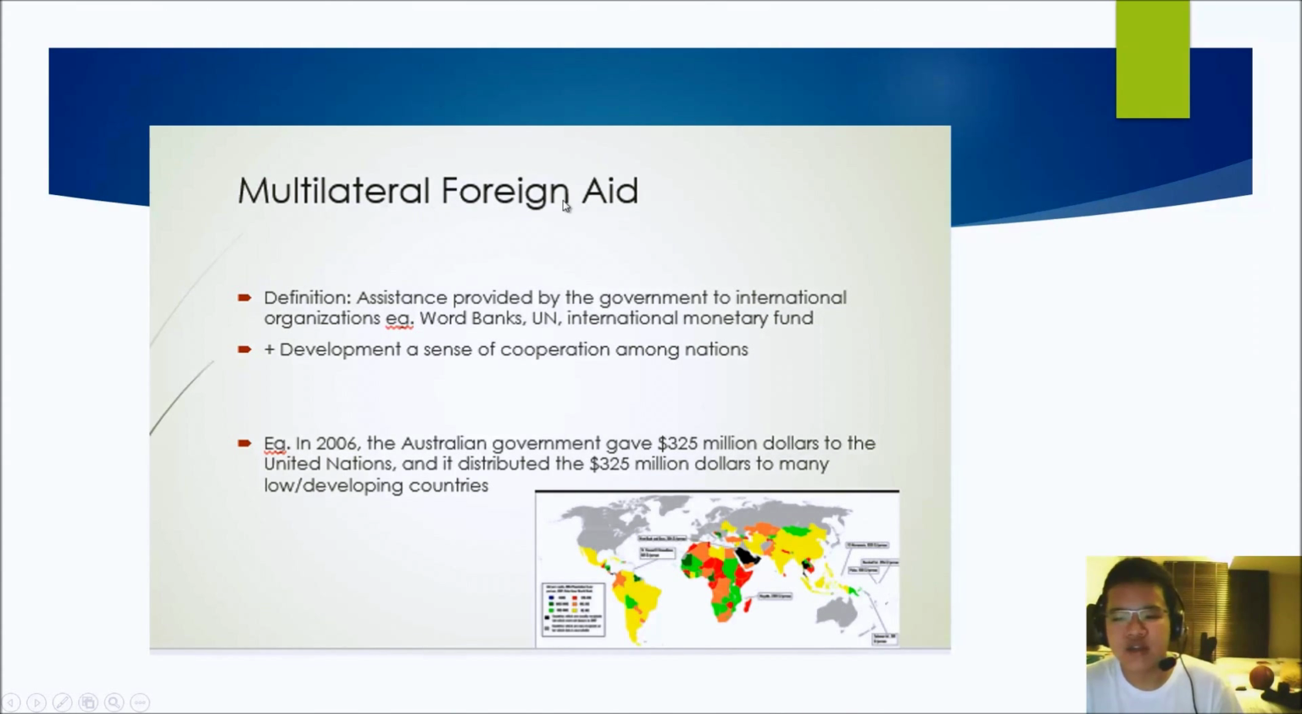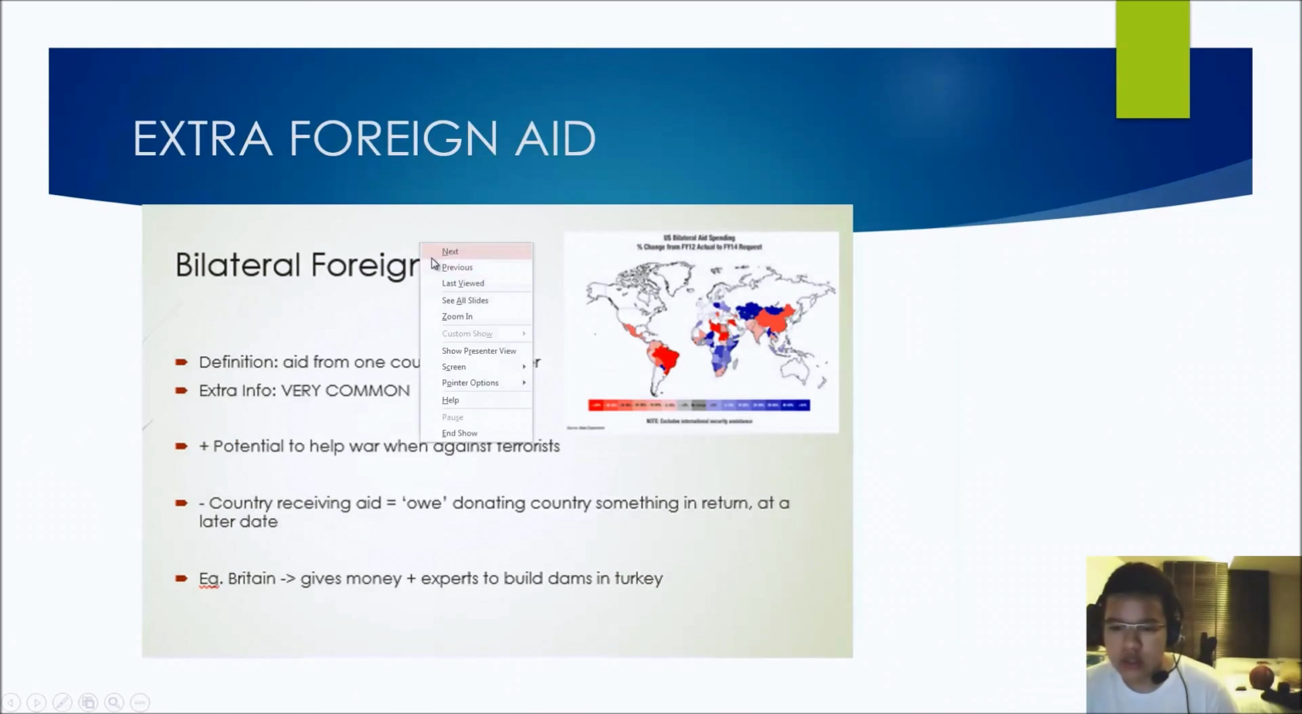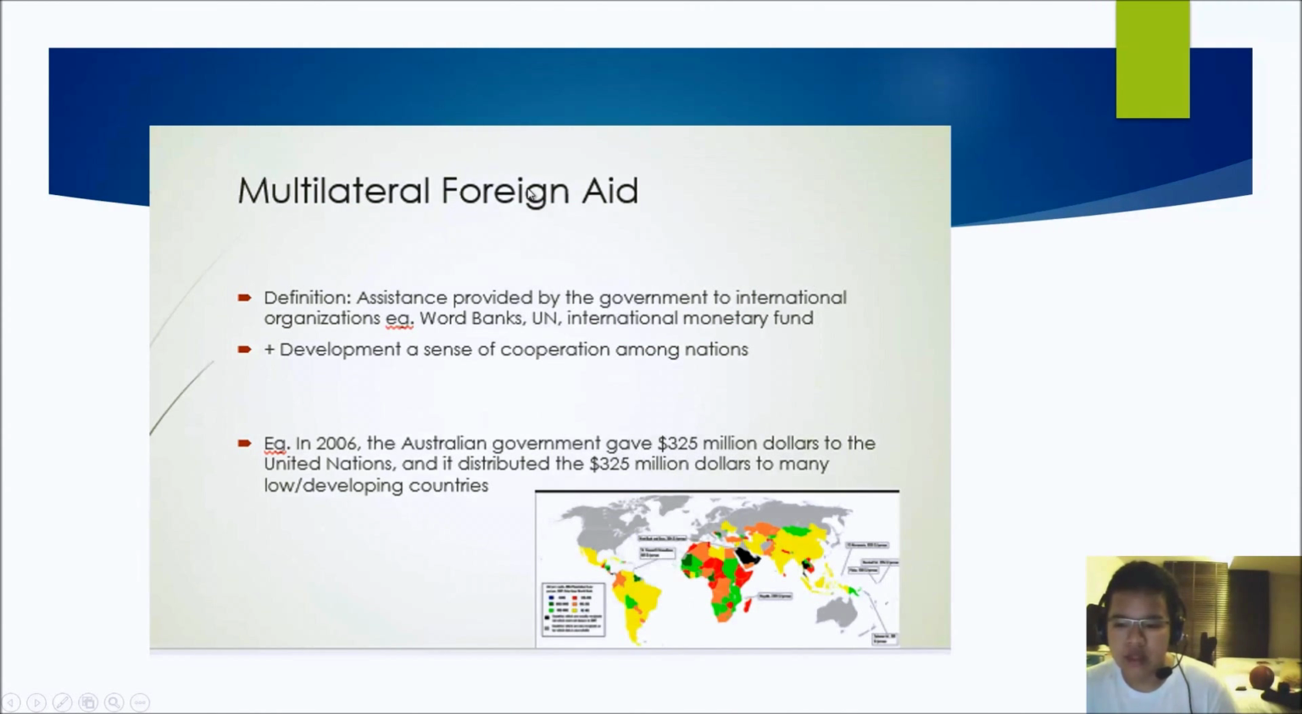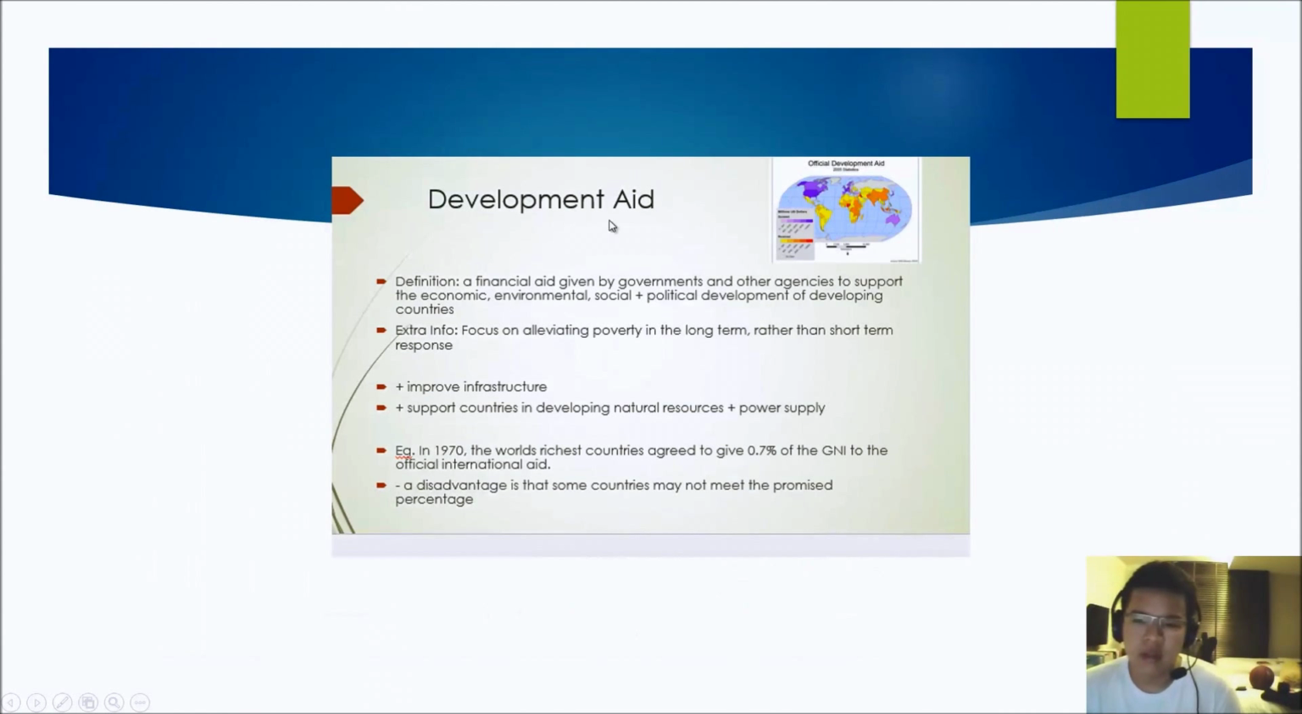Second type is multilateral foreign aid, and this is when a country gives some amount of money to the United Nations, and the United Nations distributes it to every other place that is a less economically developed country. So this is a better version of a financial aid or a loan, as I said previously, because the UN can manage it, and I don't think they are corrupt.